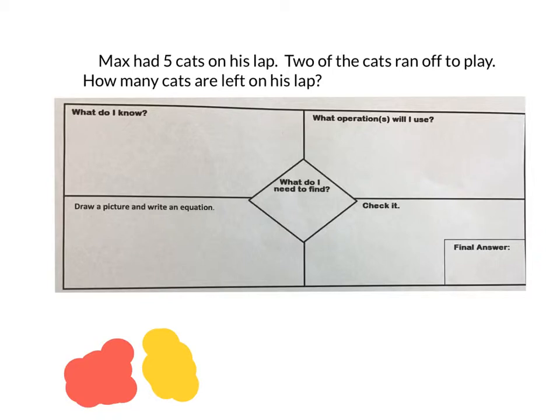And as I'm going to read it again, Max had 5 cats on his lap. 2 of the cats ran off to play. How many cats are left on his lap? So what I need to find is how many are left. So I'm going to write left so I remember how many cats are left.